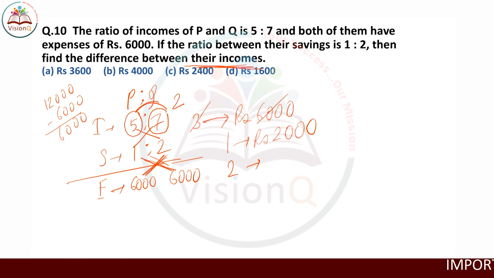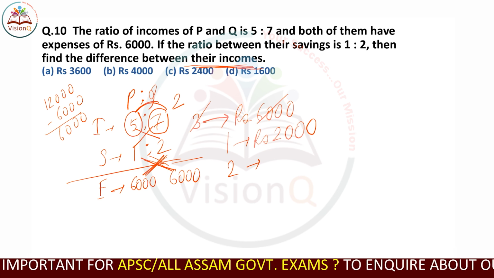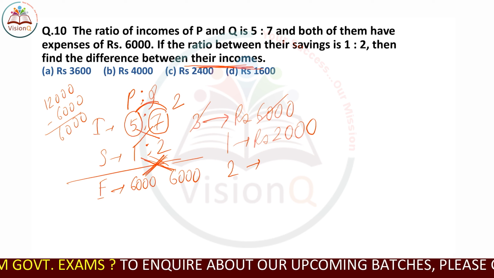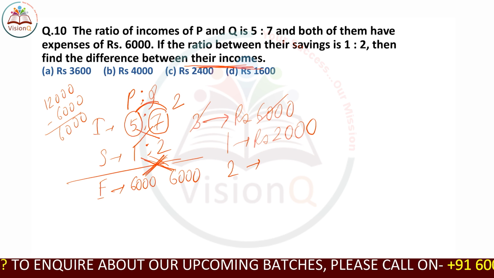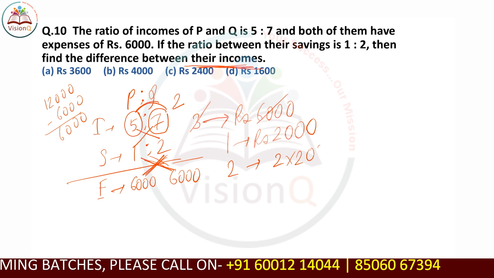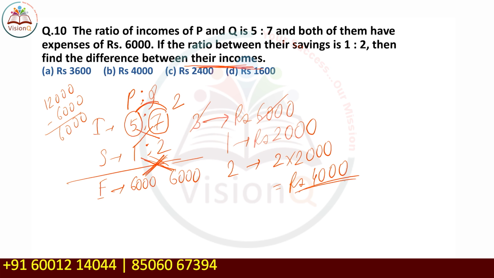Okay, no need to find out the individual incomes of P and Q, then subtract. Just try to find what is asked in the question. It is asked to find what? Difference of the incomes. The income of Q is 7. Income of P is 5 as per ratio. The difference is 2 as per ratio. So if 1 is 2,000, then 2 is how much? 2 into 2,000, which will be rupees 4,000. The right answer of this last question, question number 10, is option number B, rupees 4,000.